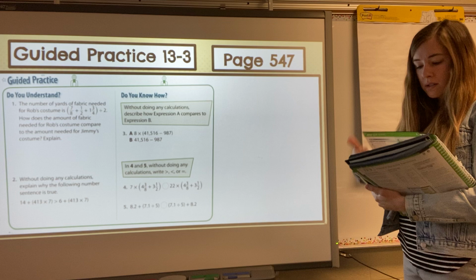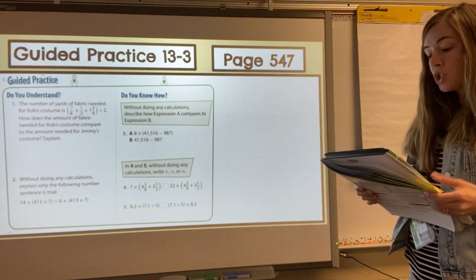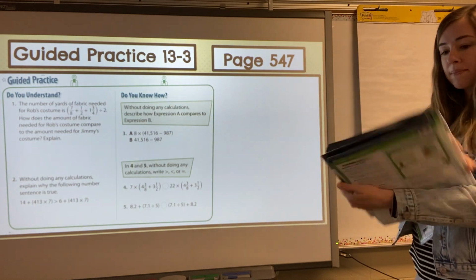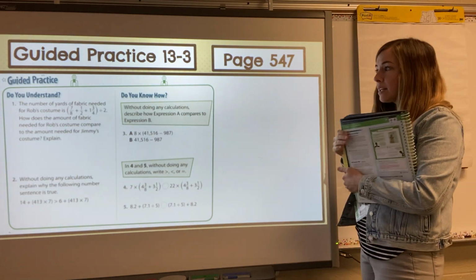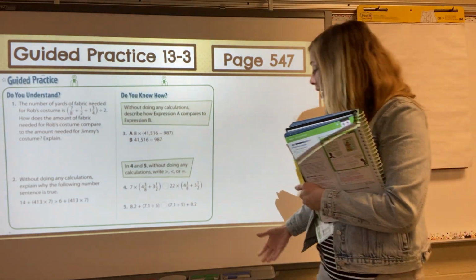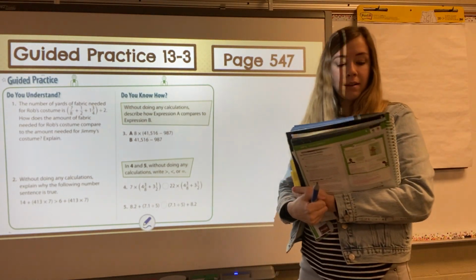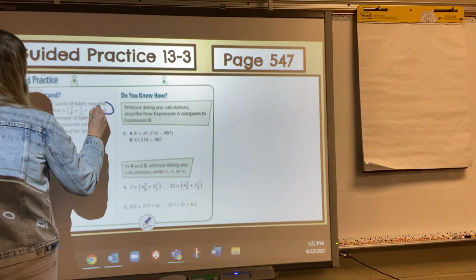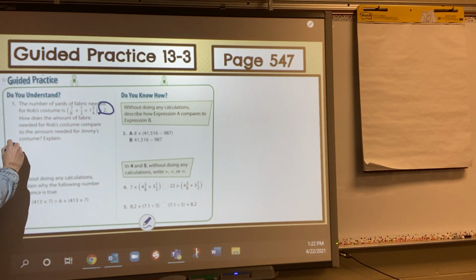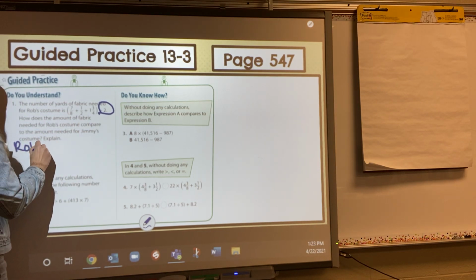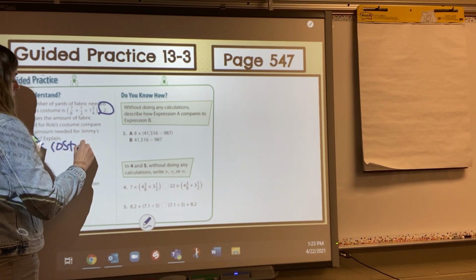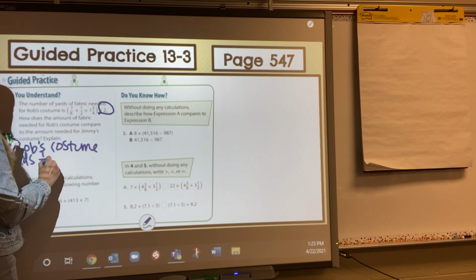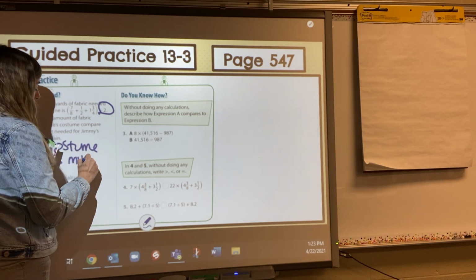So remember Jimmy's costume, I'm going to read it again, needed just the 7/8 plus 1/2 plus 1 3/4. That is Jimmy's. And so his is divided by 2. So Rob's costume needs, if we're dividing by 2 or splitting it in half as much, because all of this again is the same. So we could say Rob's costume needs half as much fabric.